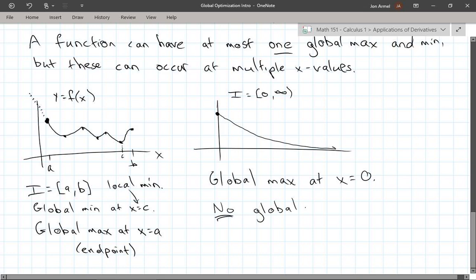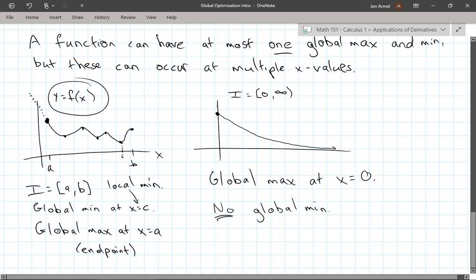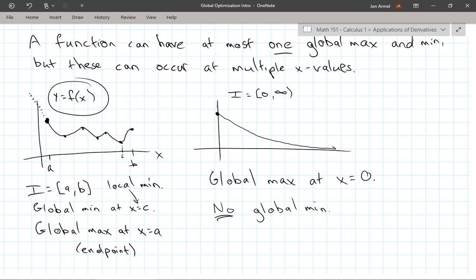So that's definitely a thing that can happen. Your function does not have to have a global max and a global min. In the first example, it did. I drew up an example where this one over here, this guy, does have a global max and a global min. Great, sometimes that happens. But sometimes you might not have one. So it seems a little weird.